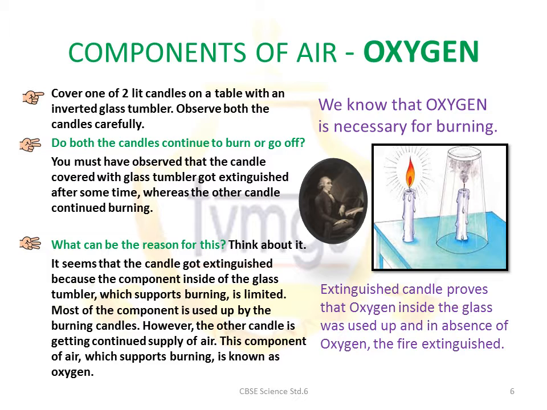The candle got extinguished because the component inside the glass tumbler which supports burning is limited. Most of the component was used up by the burning candle. The other candle continues burning because it has continuous supply of air. The component of air which supports burning is known as oxygen. Through this DIY, we understood that the extinguished candle proves that oxygen inside the glass was used up and, in absence of oxygen, the fire extinguished.